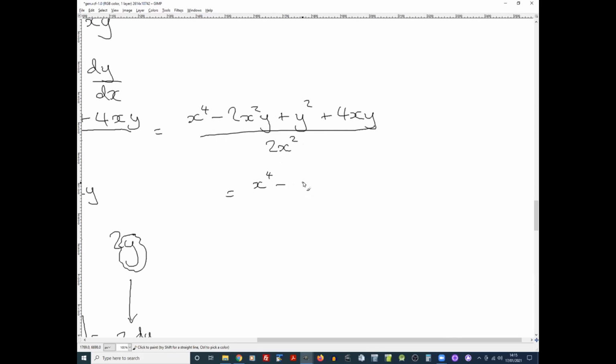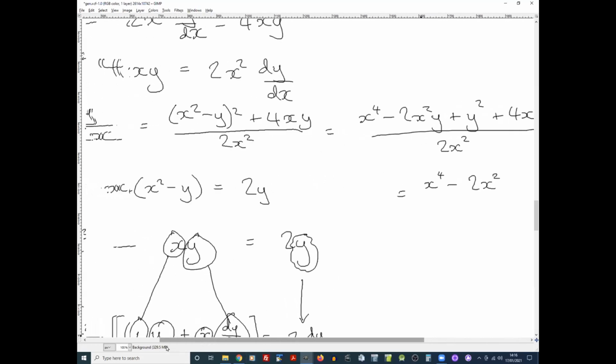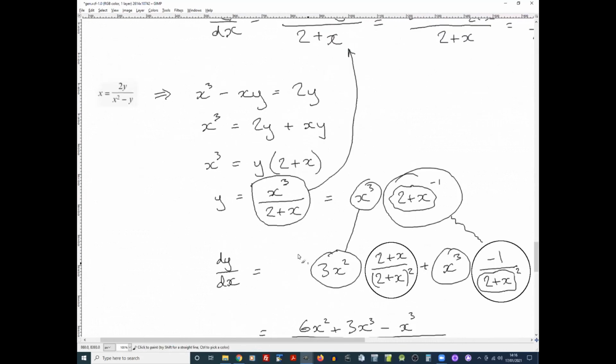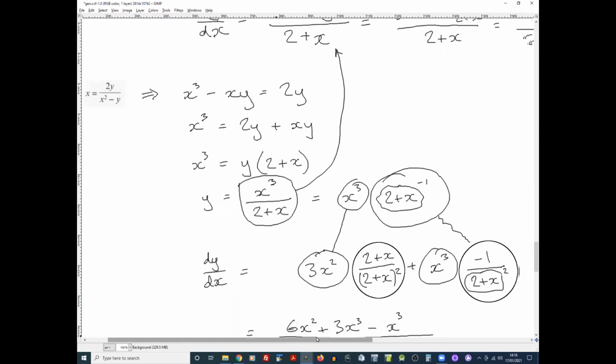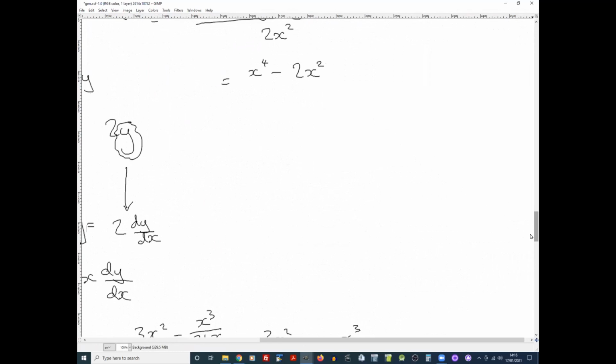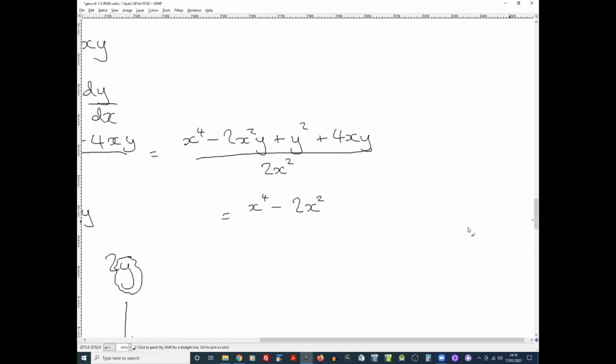X to the 4 minus 2x squared times y. And what's y again? Do you recall? In terms of x? I don't remember. This one here, x cubed over 2 plus x. Okay. X cubed over 2 plus x plus the square of that.